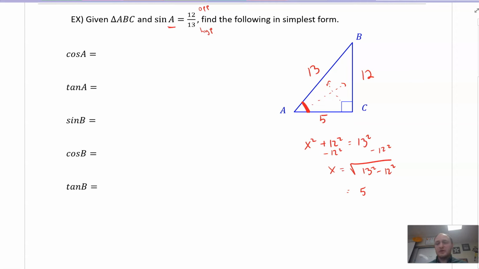I found the missing side, and that should be old news. You've done that a million times. You did it in 8th grade. You did it in Math 1. You did it in Math 2. Now you're doing it in Math 3. We did it yesterday. So I have my missing side.